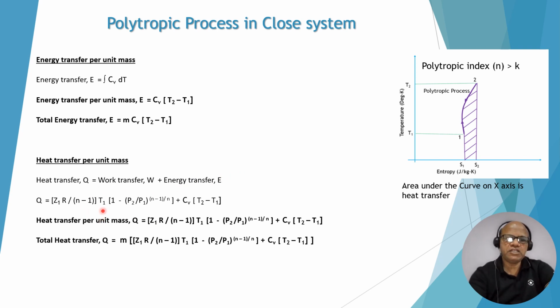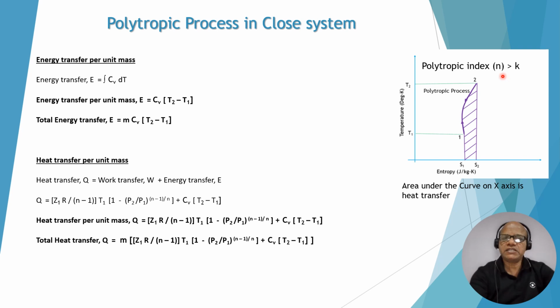So you have to add these two. So this is heat transfer per unit mass. If you want to calculate total heat transfer, just multiply mass m into this total expression. And you can see on the TS diagram, this area shows the heat transfer.